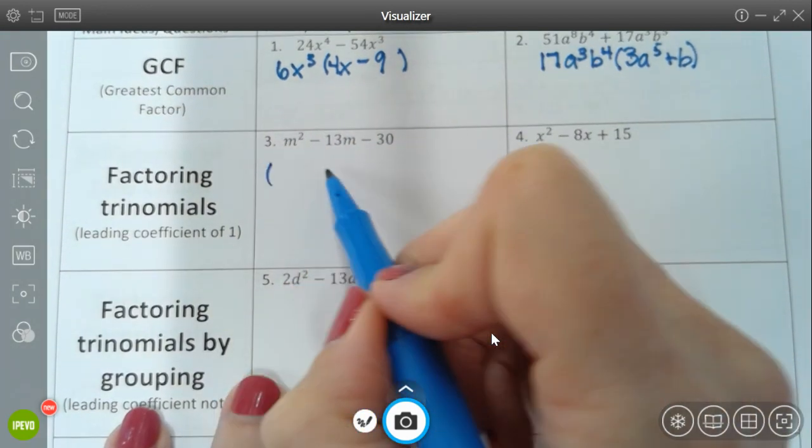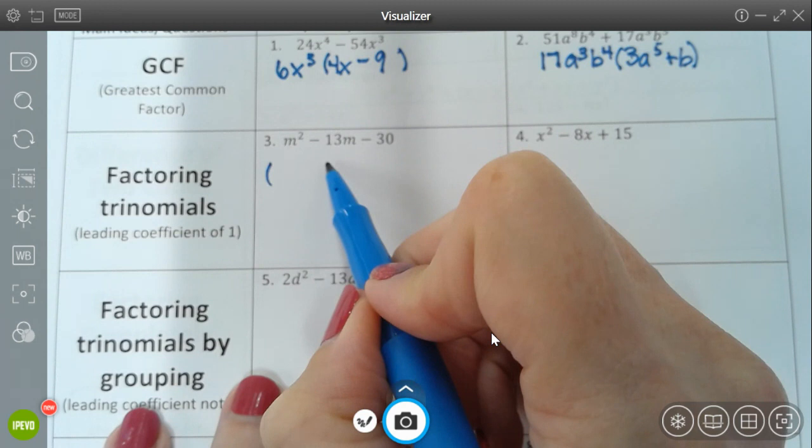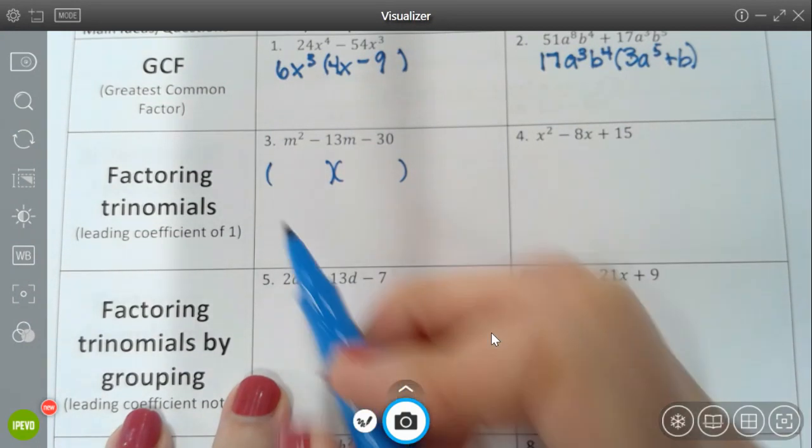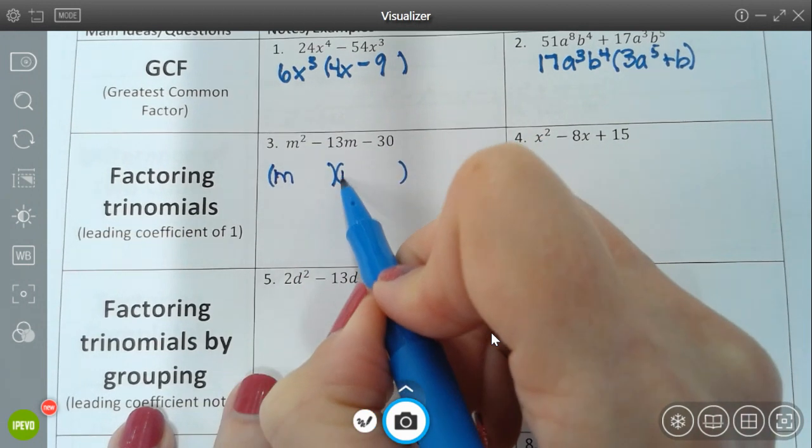But when we're trying to use guess and check, especially when the leading coefficient is 1, we're going to make two groups. So we can create two binomials that will multiply together. And we're going to look at the first term, and we're going to try to think about what values would multiply to make m squared. Now, m squared can only be created by taking m times m.